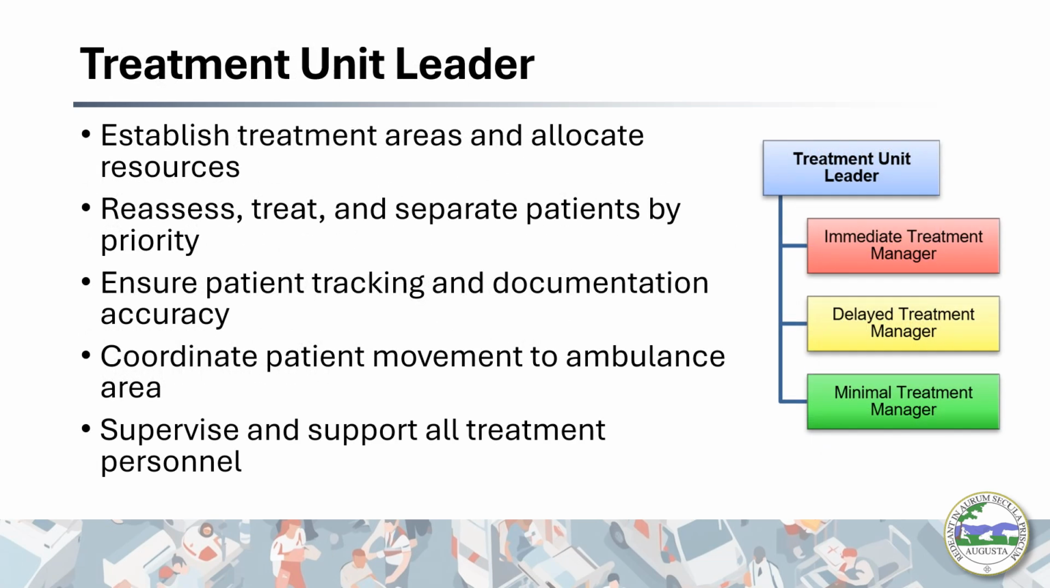The treatment unit leader oversees all activities within the treatment unit, making sure patients receive timely and appropriate care. Their first responsibility is establishing treatment areas and ensuring sufficient resources are available. Patients are reassessed, re-triaged, and treated based on their priority, with proper use of triage tags to track them. Clear communication and documentation are essential, including maintaining an accurate patient count and sharing updates regularly.